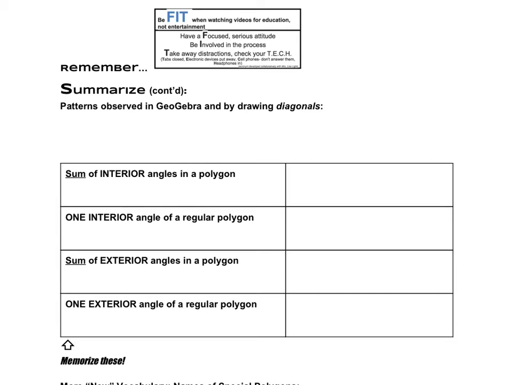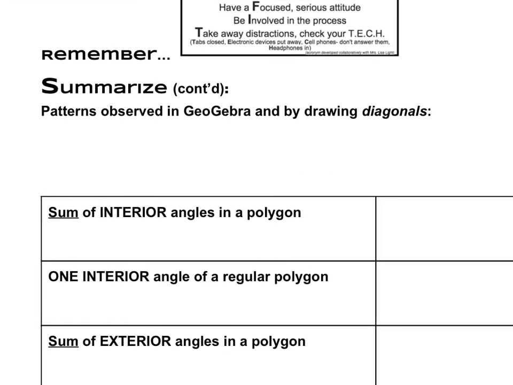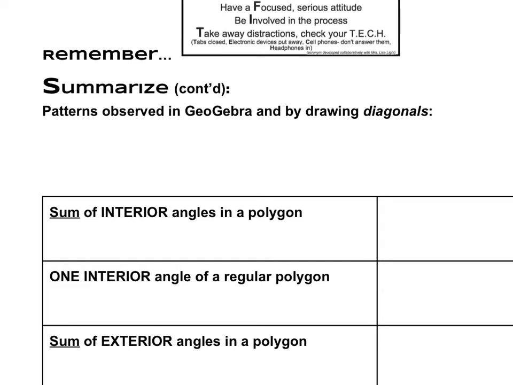What I want to do is spend a little bit of time talking about the patterns that we observed in GeoGebra today, and start drawing in some diagonals on some really quick sketches. So let's draw a triangle. Let's draw a square. Let's draw a pentagon. Best you can, it doesn't need to be perfect. Let's draw a hexagon. And let's draw a good old octagon, like a stop sign.